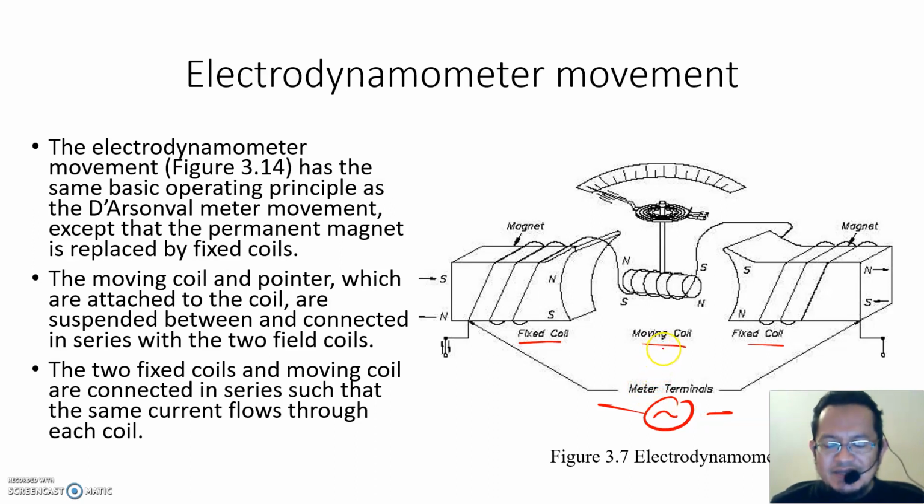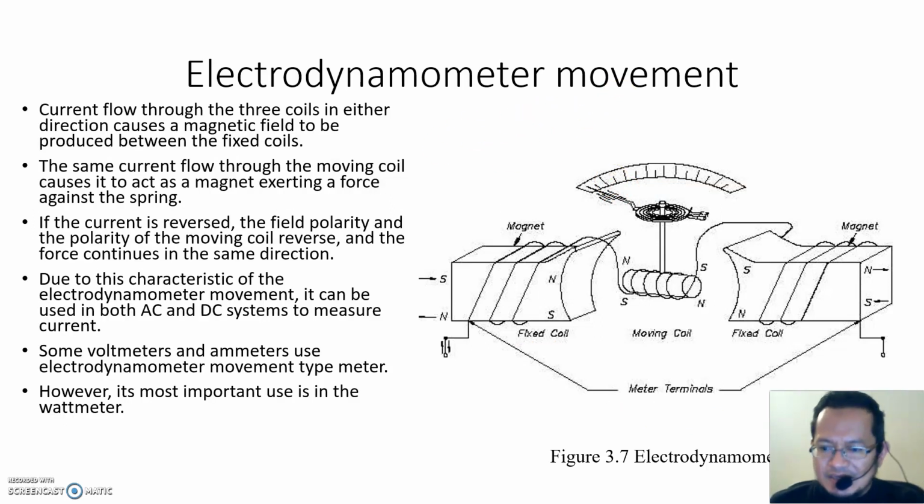We don't need any rectifier circuit in order to convert it, because due to the interaction of the magnetic field between the fixed coil and moving coil, the greater the voltage, the meter will move only in one direction. For now we just accept that that is the principle. If you want to learn more about the principle, you can go later on if you have some time. So that is how this electrodynamometer works.